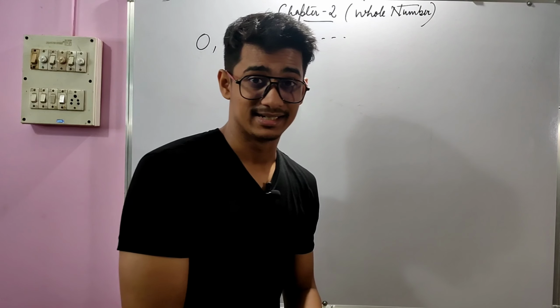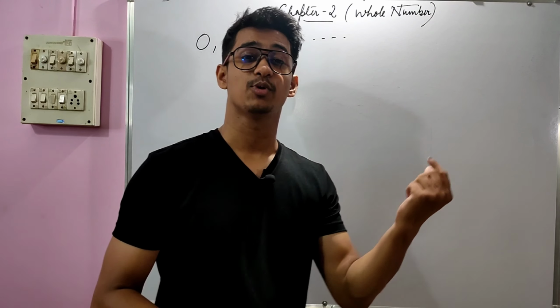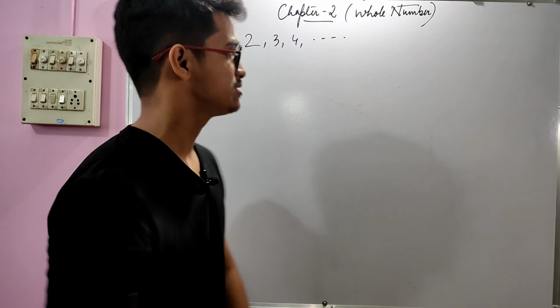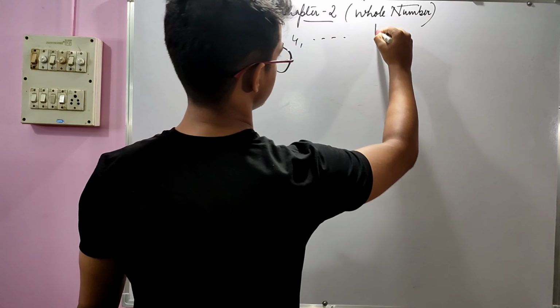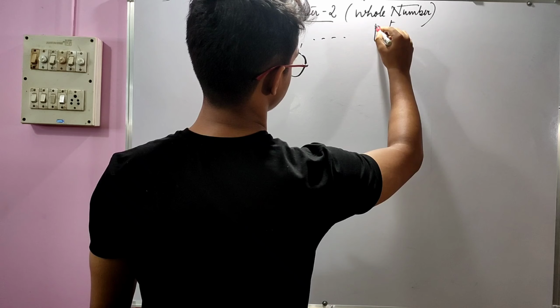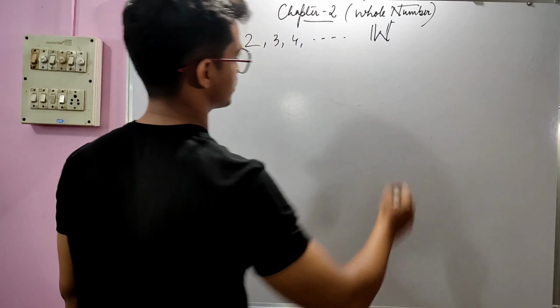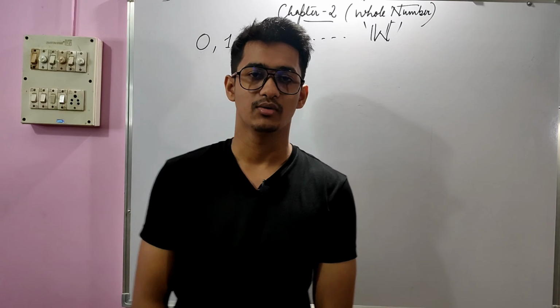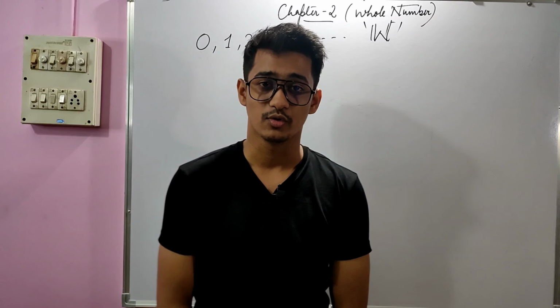The next point is what symbol we use for whole number. That is basically W. That is basically W. So this is the symbol that we use for whole number. W is the letter that we use for whole number.